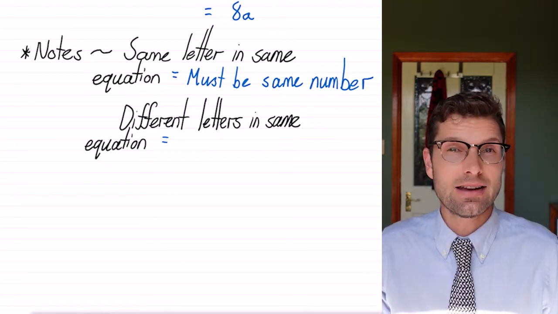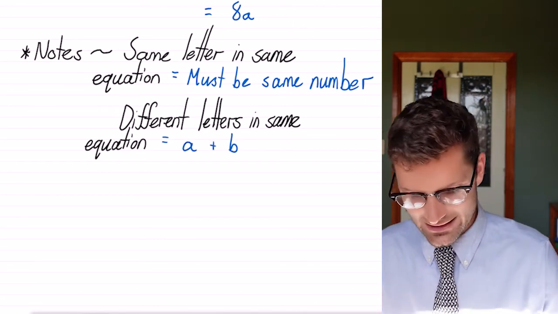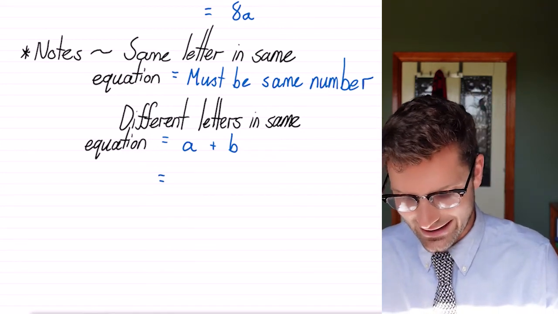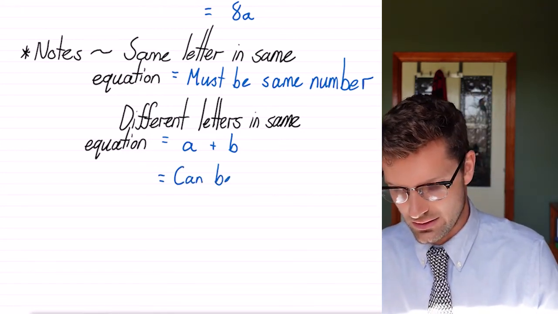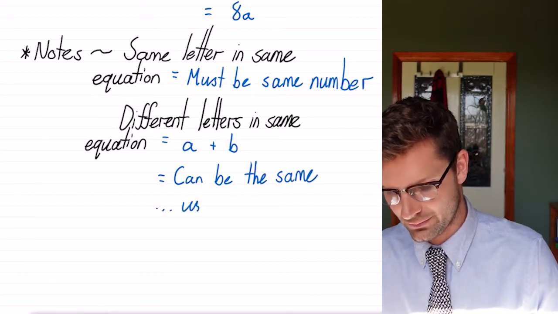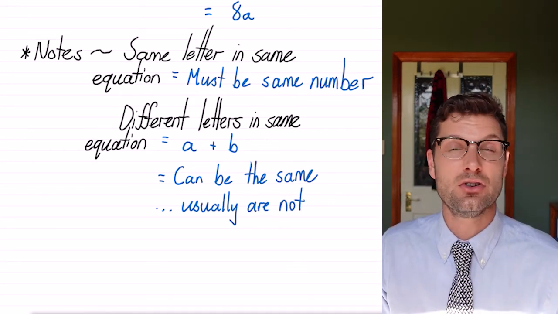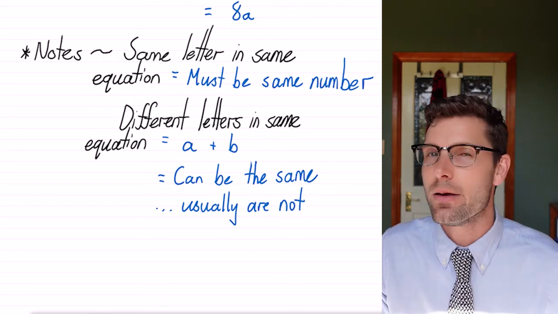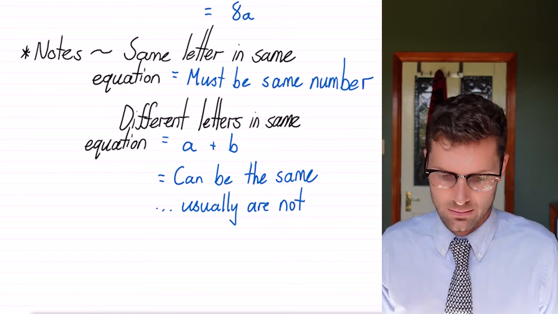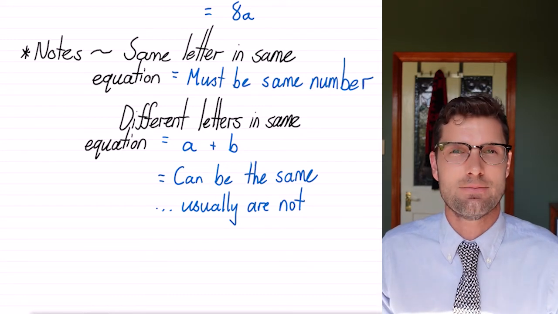If we've got different letters in the same equation, so we could have A plus B, for example, these ones are usually going to be different numbers, but they can be the same, but usually are not. This is just something to be aware of. If you do have something where A is equal to 2 and B is equal to 2, that's totally allowed. It just usually doesn't happen. But that first one, the same letter throughout the whole question, is going to represent the same number.